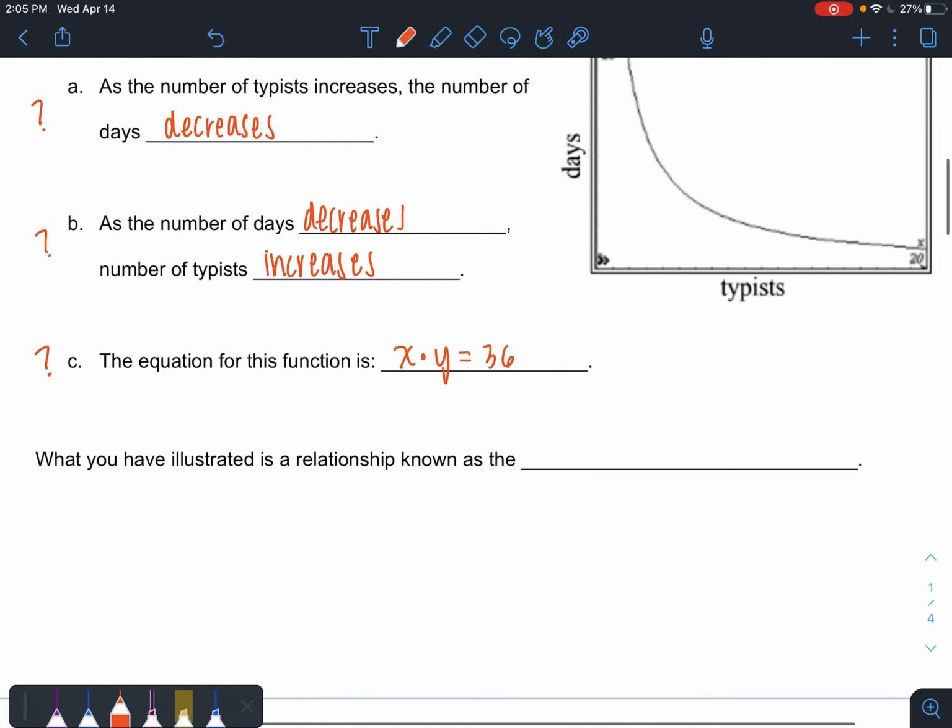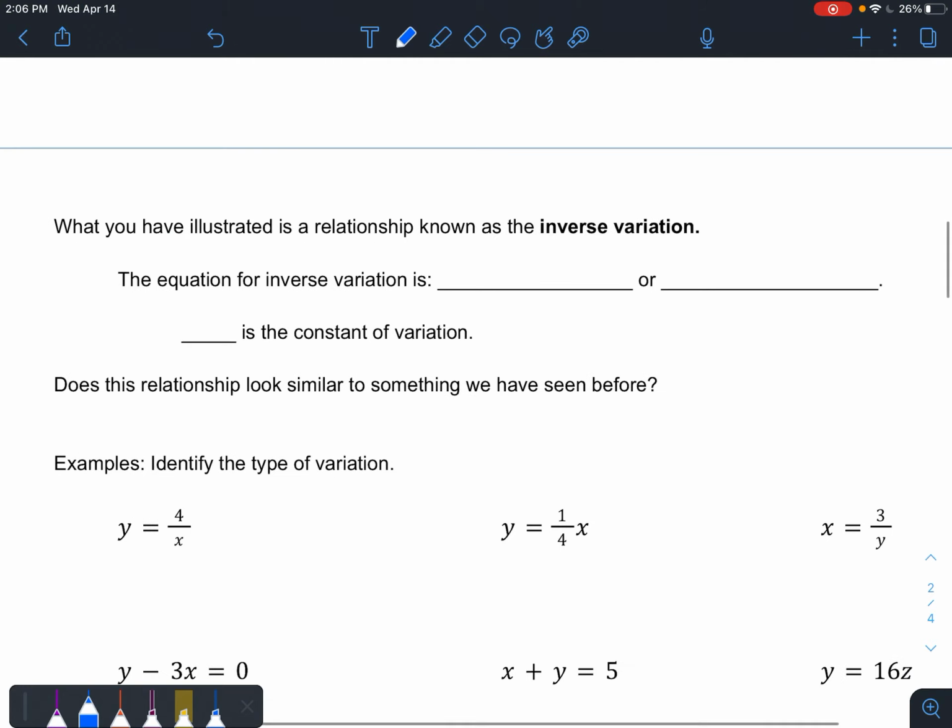What this relationship is called is the inverse variation. So that was what was just represented. Here's the equation for inverse variation: xy equals a, or y equals a over x. And a is called the constant of variation.